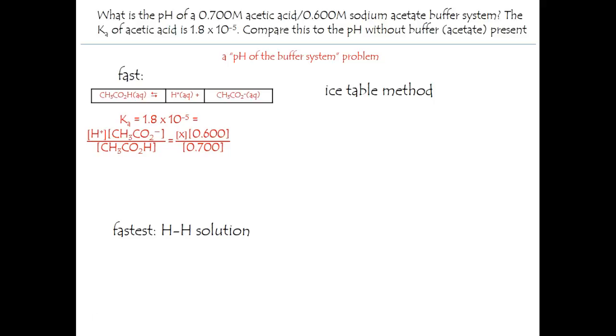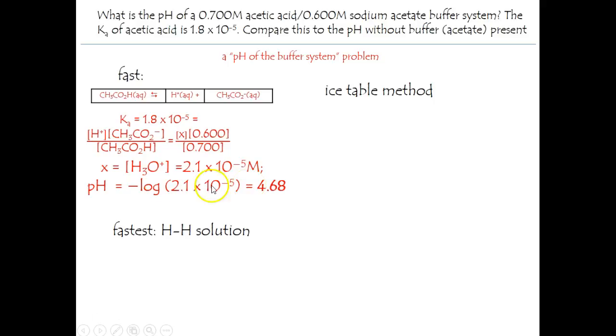We'll have to do a final step, obviously, to go from moles per liter to pH. We simply take the negative log of it. So solve for X, and it's in the area of 10 to the minus fifth. We predict the pH to be somewhere around 5. By taking the negative log, we see that the pH is 4.68. That sounds reasonable for a weak acid buffer system.